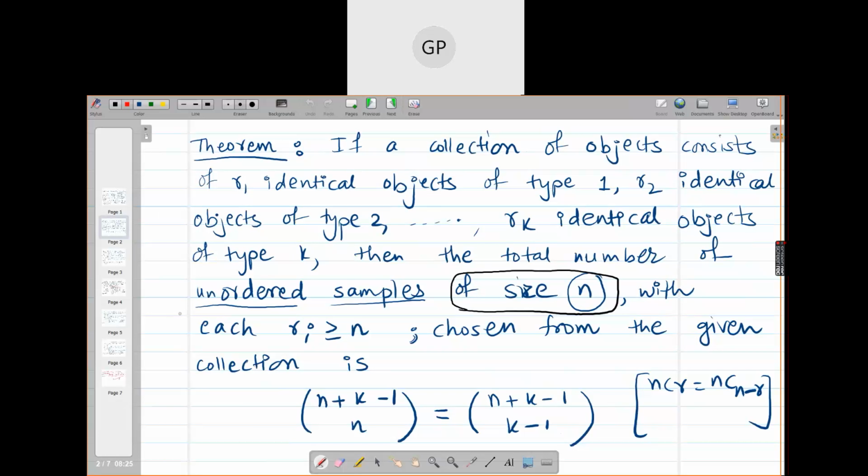So this is the formula we want to derive. Each Ri is greater than or equal to n. This is given to you. You want to find the total number of unordered samples of size n. So each Ri must be greater than or equal to n, and the answer is (n plus k minus 1) C n, which is the same as (n plus k minus 1) C (k minus 1), which comes from the property of combinations: nCr is equal to nC(n minus r). So one of them you can prove.